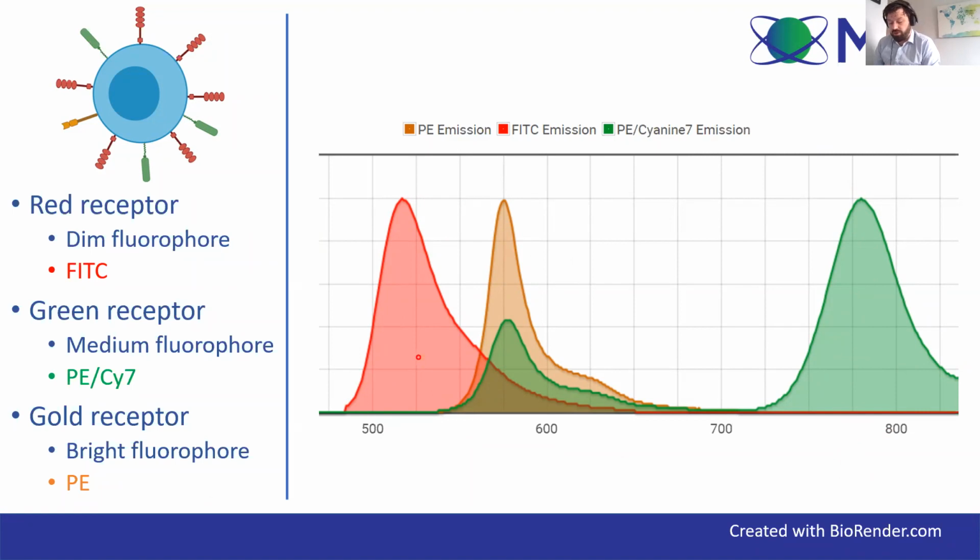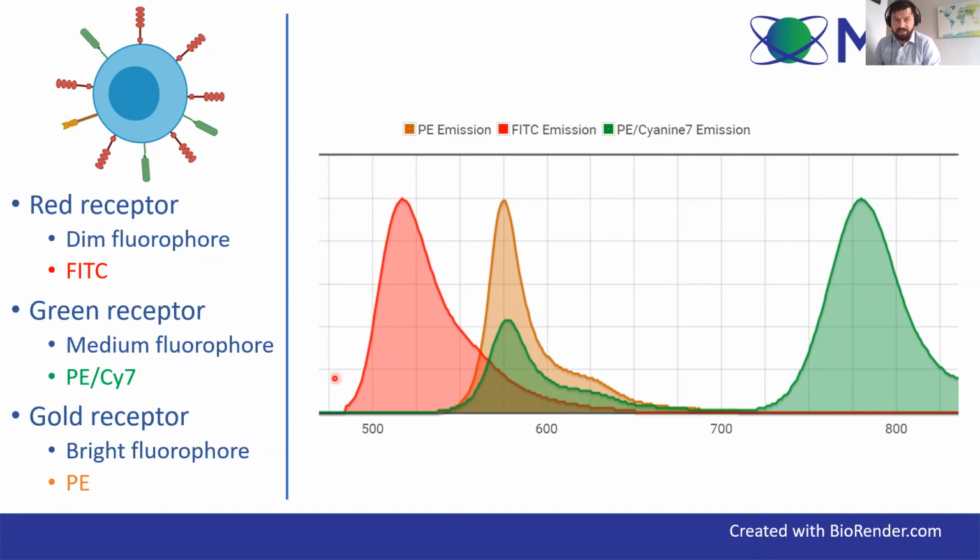Now, there isn't too much of a problem if we look at FITC and PE-Cy7. As you can see, the peaks are really far away on the spectra. There is a small peak here for PE-Cy7 around the PE area.